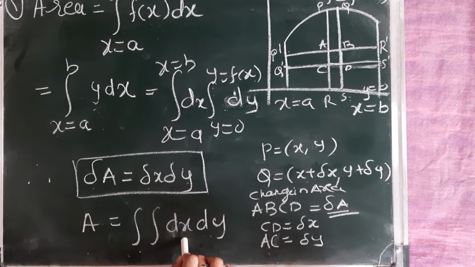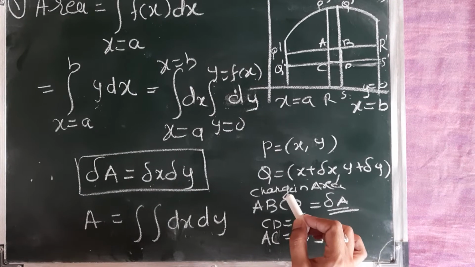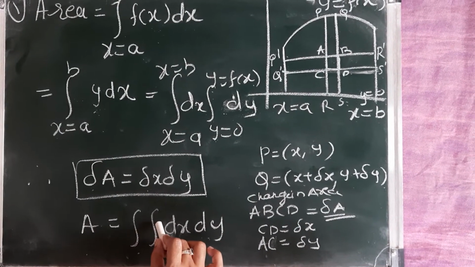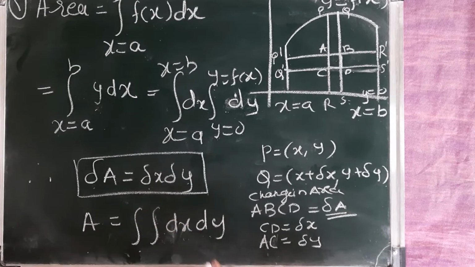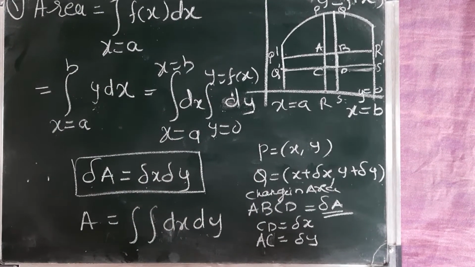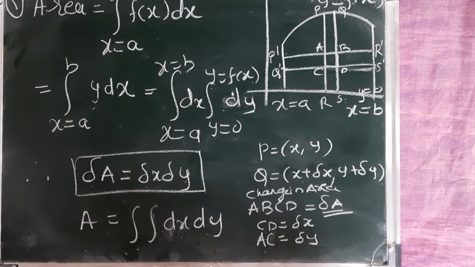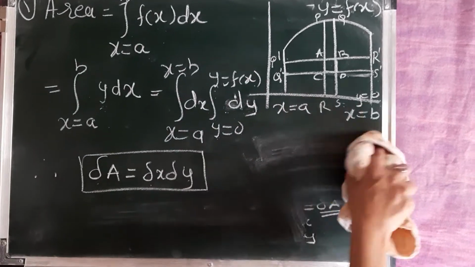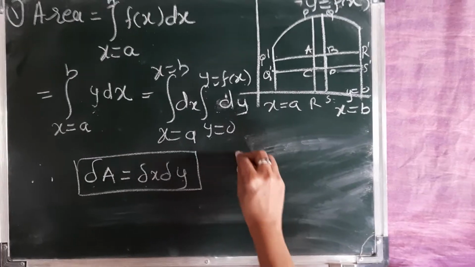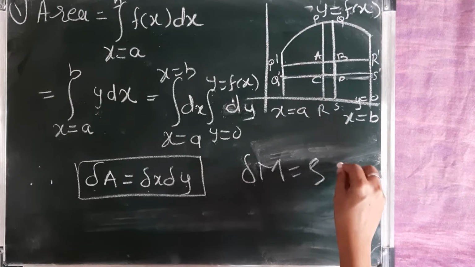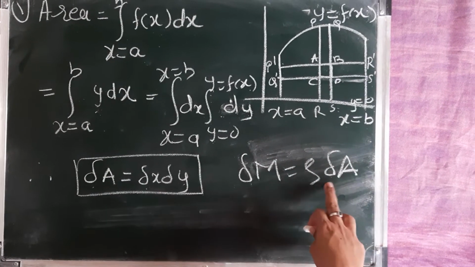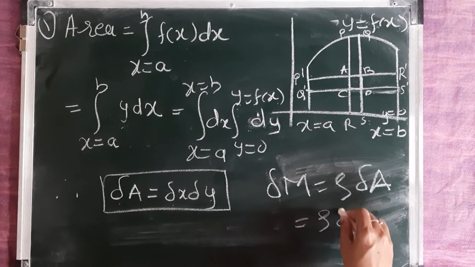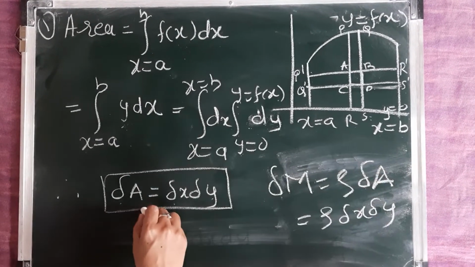Here the density of the points in the area is considered to be constant, and that's why there is no function involved here. But whenever you are calculating mass, what is the value of mass? Density into area. So for that, dm, change in mass, has to be equal to rho into delta A. So what is delta A? Change in area, which is rho into delta x delta y, which we saw just now.